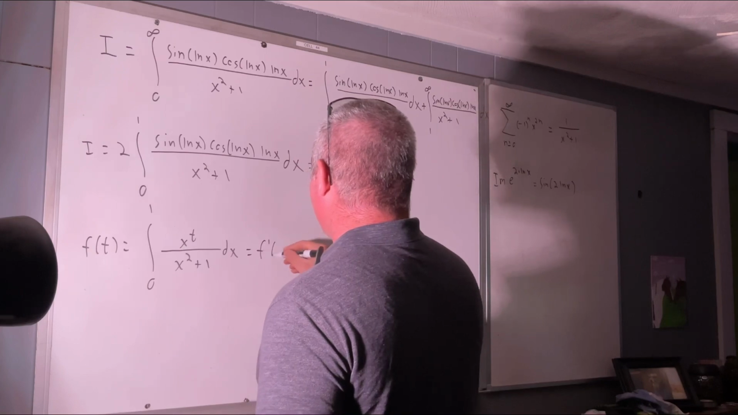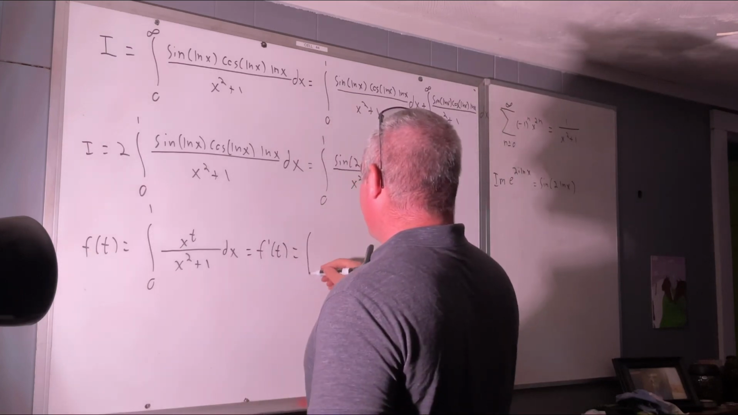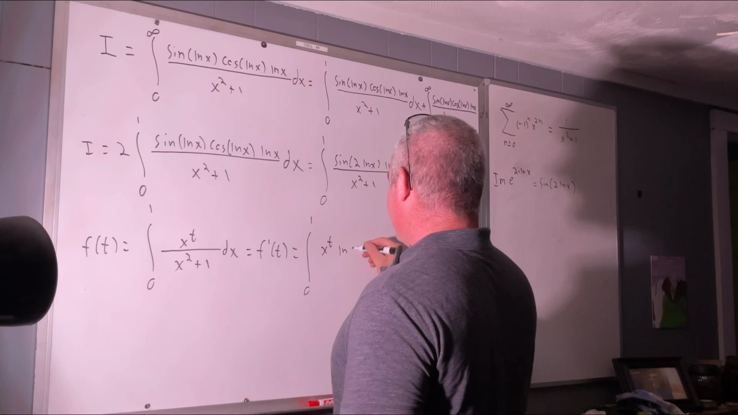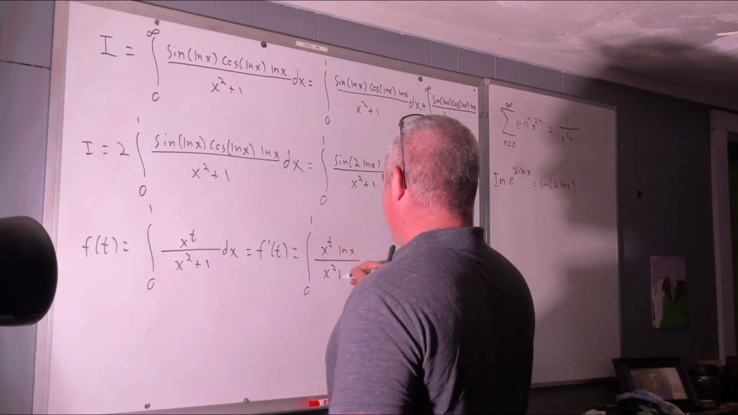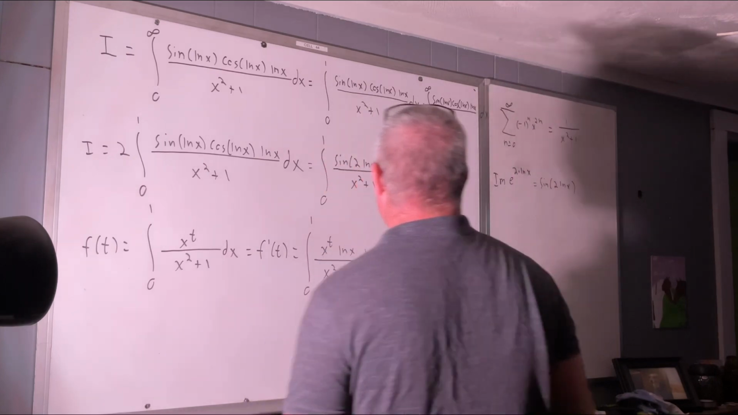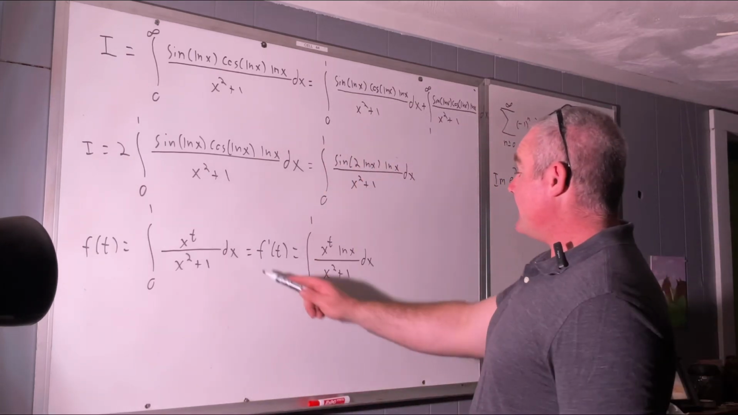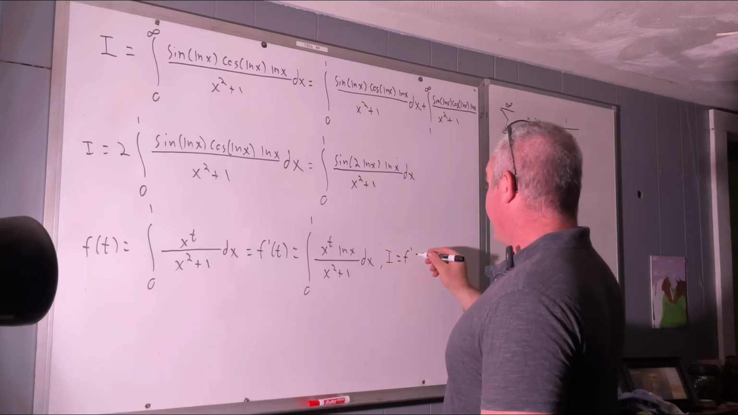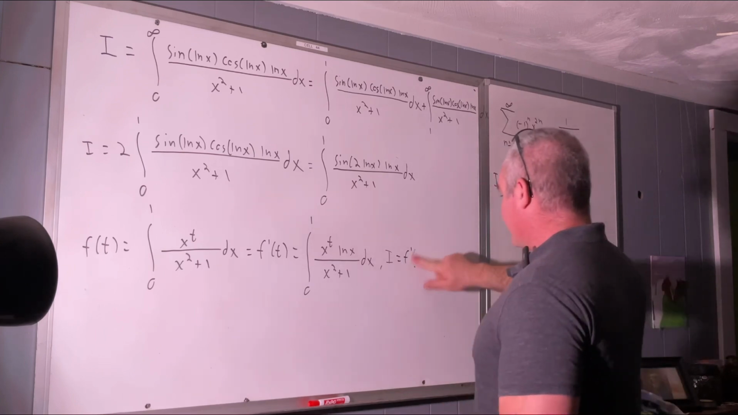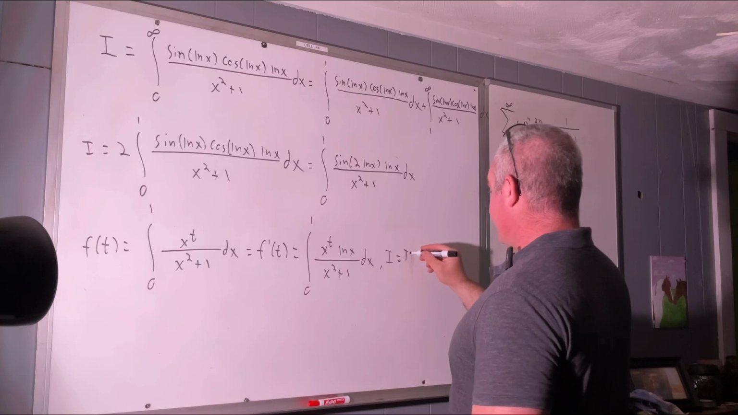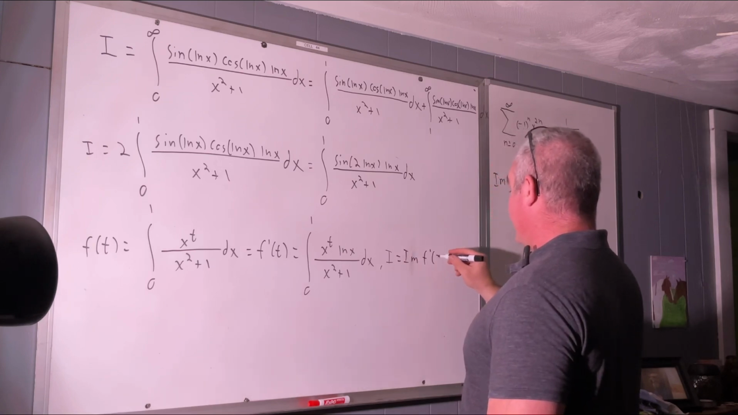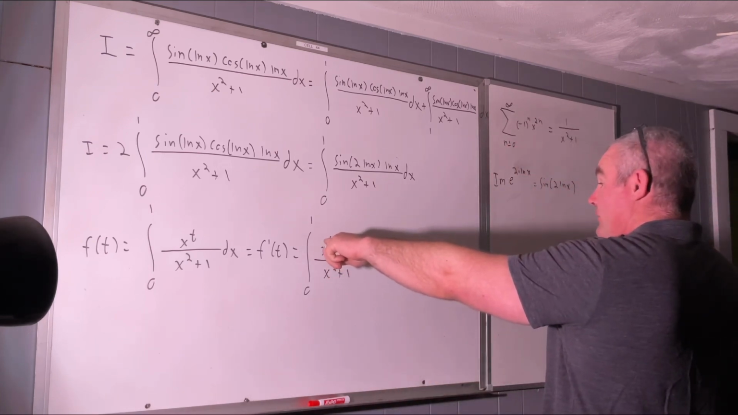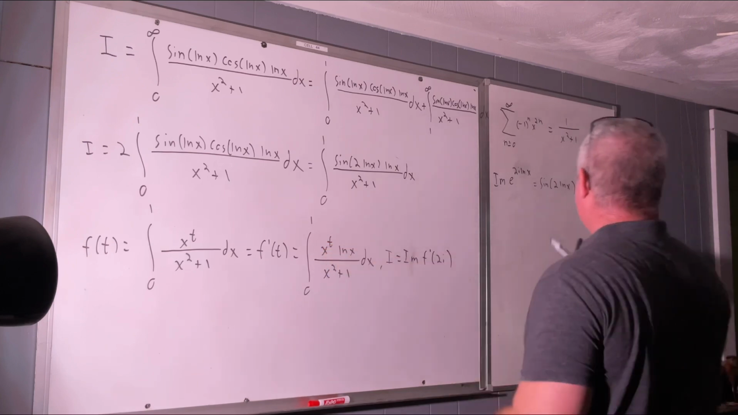So that means that our f prime in terms of t is going to be equal to the integral from 0 to 1 of x to the t natural log x over x squared plus 1 dx. Okay. And from here, we can see that I is going to be equal to the imaginary part of our f prime evaluated at 2i, because if we let t equal 2i and then take the imaginary part, we get this.